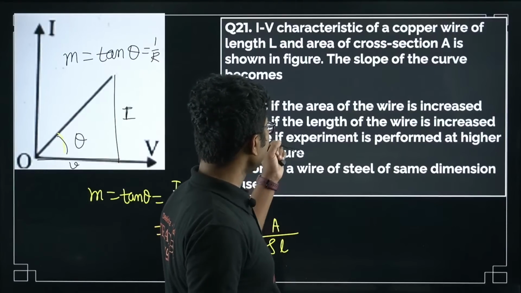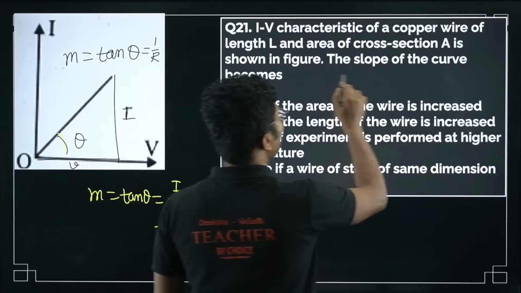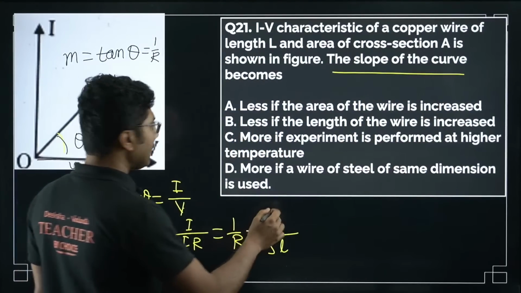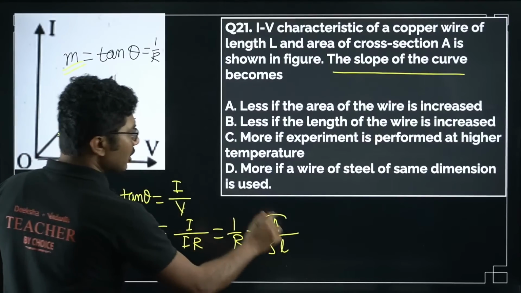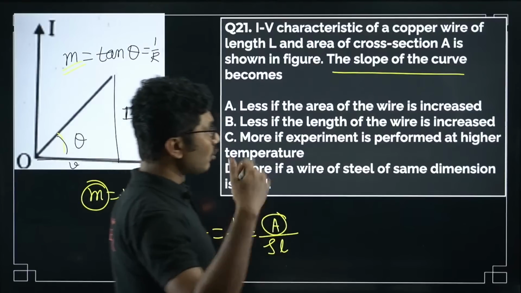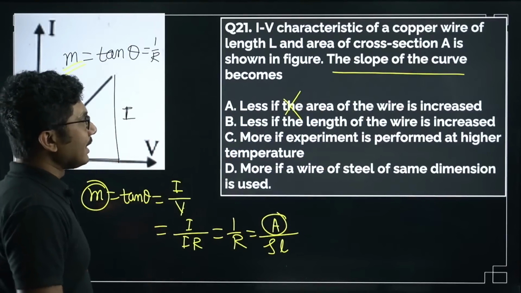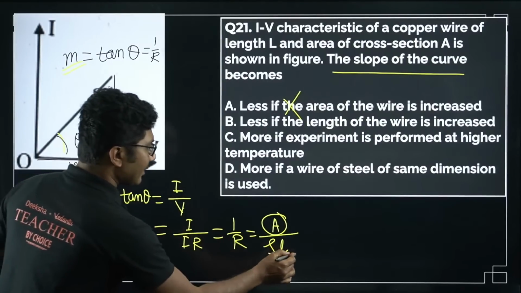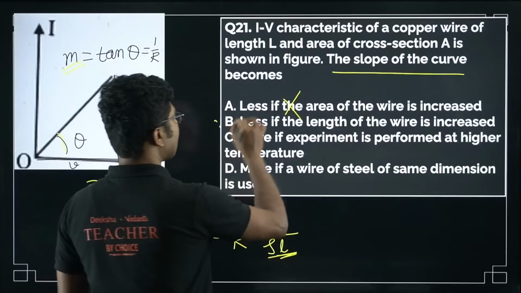So the slope of the curve will be less if the area of the wire increases. So basically the slope of the graph is directly proportional to area. So if area increases, slope will increase. So this is an incorrect statement. Less if the length of the wire is increased. So if you increase the length of the wire, then slope will decrease. So obviously this is a correct statement.